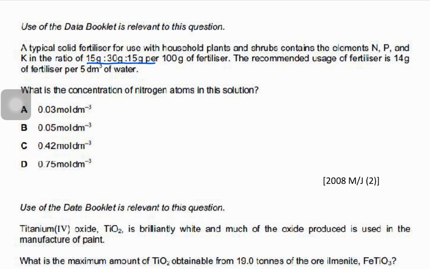So 100 gram fertilizer has how much nitrogen? You can clearly see that nitrogen was the first one, 15. So it has 15 gram nitrogen. The question is concerned with 14 grams. So 14 gram fertilizer would have how much? So we can clearly solve it. Times 14, so that is 2.1 gram nitrogen.